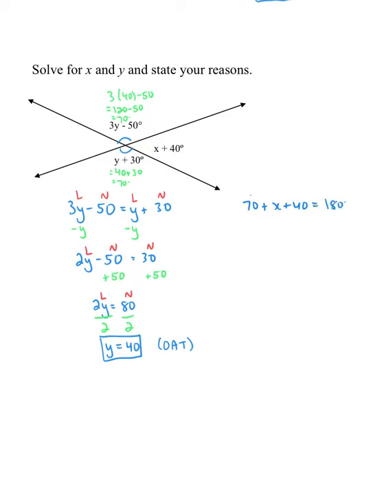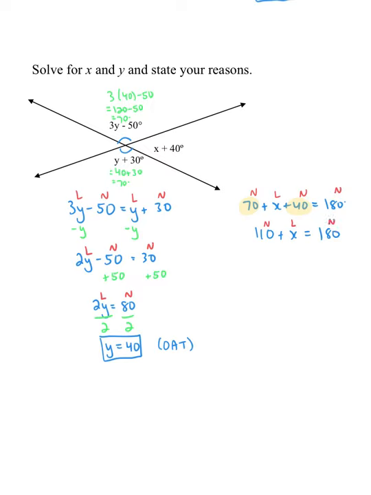So on the left side, I have a number, letter, and a number, and on the right side, I have a number. When I have like terms on one side, I'm going to collect those like terms. So I'm going to highlight the two numbers on the left side. So add those together to get 110 plus x equals 180.